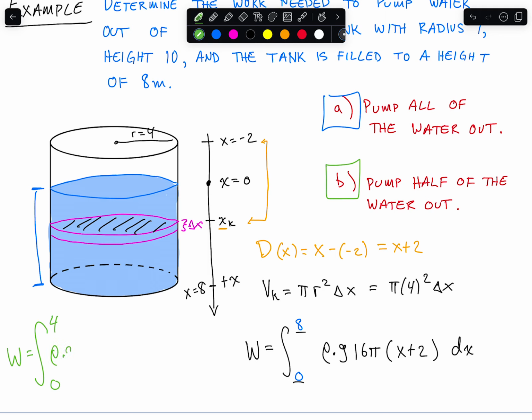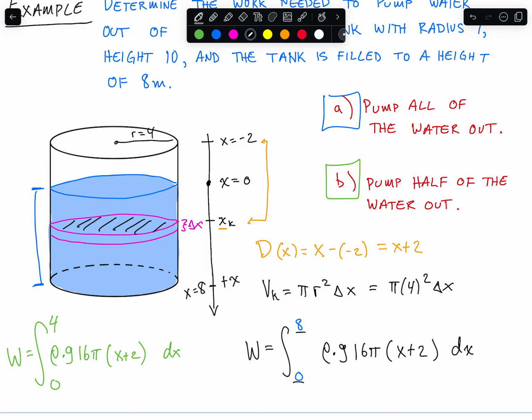The density of water, gravity constant, 16 pi is the area of the circle, dx gives us a thickness for volume, and x plus 2 is the distance that the water would need to move to get out of the tank. So that's a variation on what we'd seen in class.